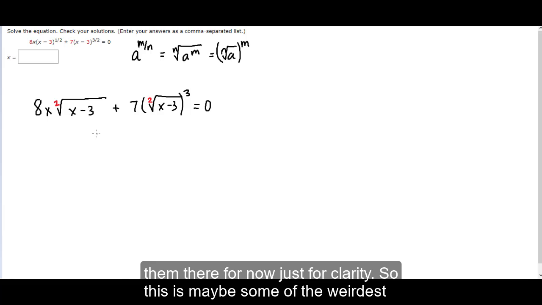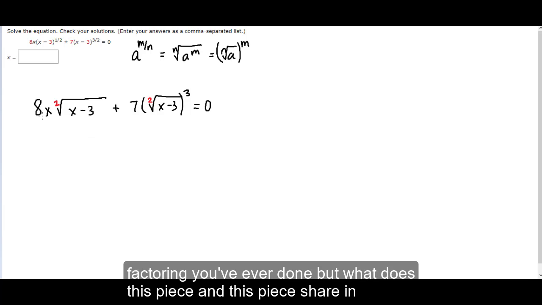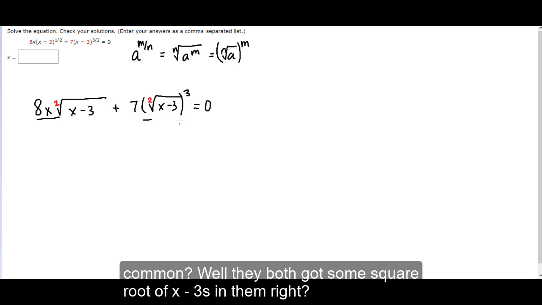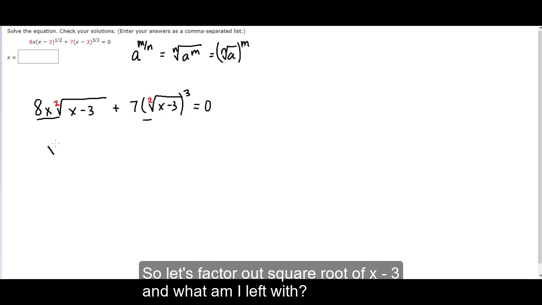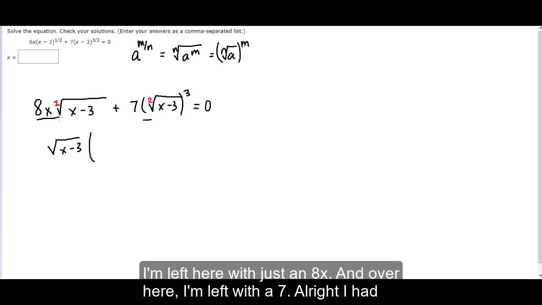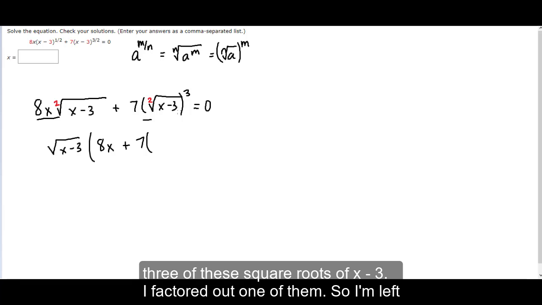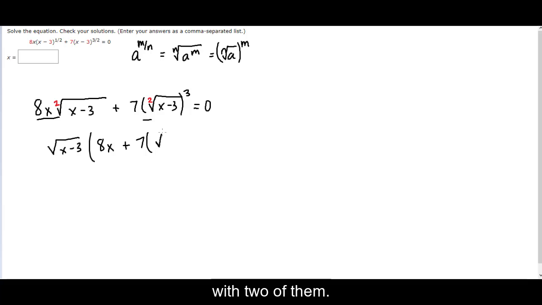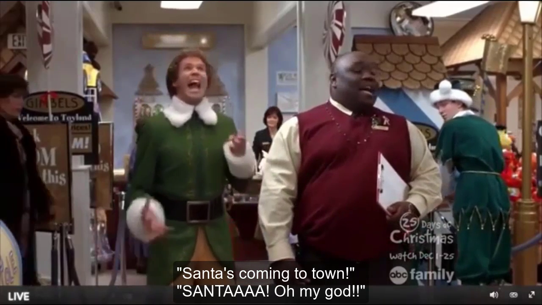So this is maybe some of the weirdest factoring you've ever done, but what does this piece and this piece share in common? Well, they both have some square root of x minus 3's in them. So let's factor out square root of x minus 3. And what am I left with? I'm left here with just an 8x. And over here I'm left with a 7. I had 3 of these square roots of x minus 3. I factored out one of them, so I'm left with 2 of them. How magical is that!